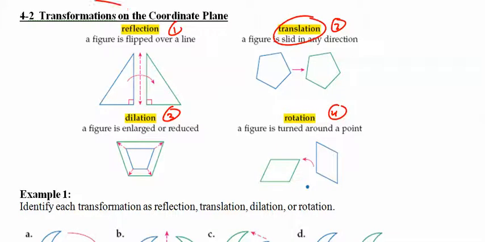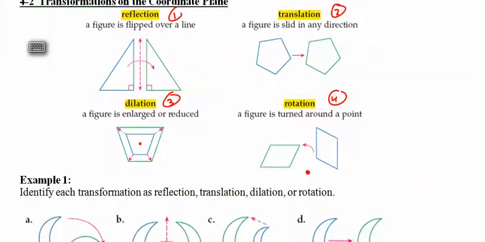Notice translation and transformation are 2 separate things. Reflection means just copy it over a line. Translation means just move it up, down, left, right, up and right, down and left, whatever you want. Dilation means stretch it up, make it bigger, or stretch it down. It has to have a point that it's dilated about, and a figure has to be rotated about a point, so it's turned on its side.